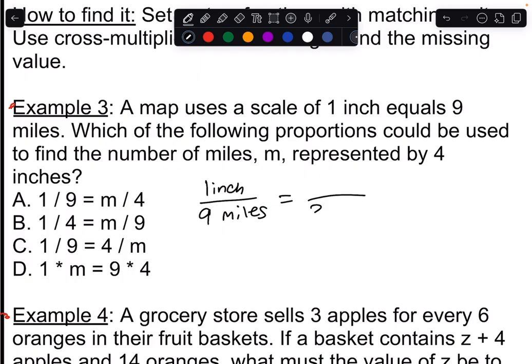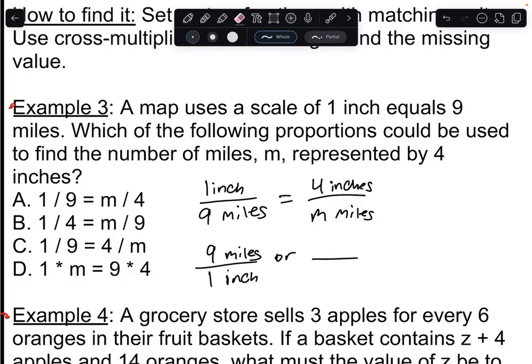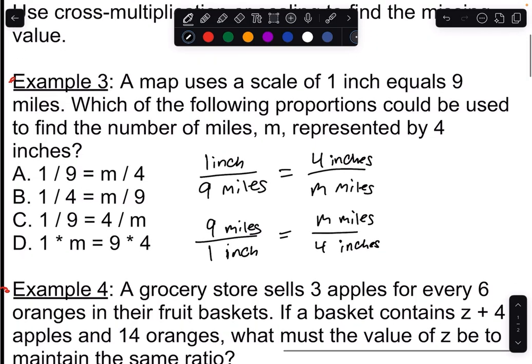How many miles, or I guess they use M in this case, is it for 4 inches? So notice I compared 1 inch over 9 miles, so I'll say 4 inches over M miles. I could also say, if you knew that 1 inch is 9 miles, maybe we flip it. In that case, I would say M miles over 4 inches. You'll notice that either way, you'll still have the same type of quantity. Same idea here.